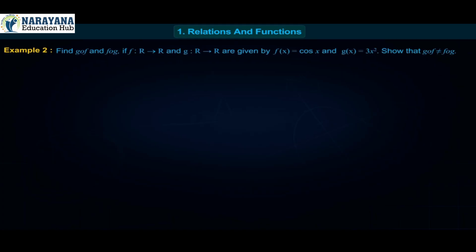Example 2. Find gof and fog. If f from R to R and g from R to R are given by f of x is equal to cos x and g of x is equal to 3x square, show that gof is not equal to fog. Note: if f of x is equal to g of x for all x belongs to A, then f from A to B and g from A to B are equal functions.